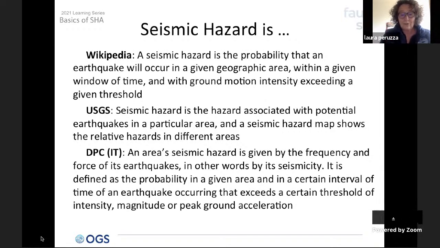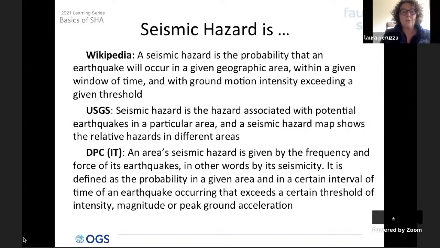And if we go to the Italian source, we have a different start. Seismic hazard is given as the frequency and force of earthquakes, in some sense what we call seismicity, but then you go back to the first definition, defining the probability again of something. The something is more blurred now, because the definition mentions the threshold of intensity, and probably they refer to macroseismic intensity, that is a measure of the effect of an earthquake, magnitude, that is a characteristic of the source, and peak ground acceleration, that is one particular possible ground motion measure. If you fear that there is a translation problem in the Italian source, I can assure you that the Italian version states exactly the same.